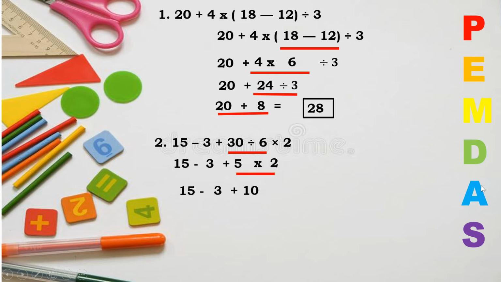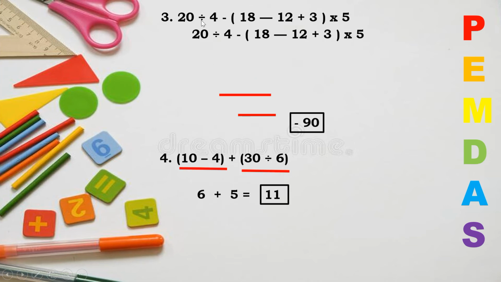Kung nakikita nyo dito, nauuna si addition. Depende yan. Pwedeng magpalitan sila kung sino man ang nauna sa kanila. Basta si subtraction and addition sila ang pwede magpalitan. So, since subtraction ang nauna, yun na po ang ating isosolve. So, 15 minus 3 is 12 plus 10. Yan is equal to 22. So, 15 minus 3 plus 30 divided by 6 times 2 is equal to 22. So, divide, times, subtract, and add.